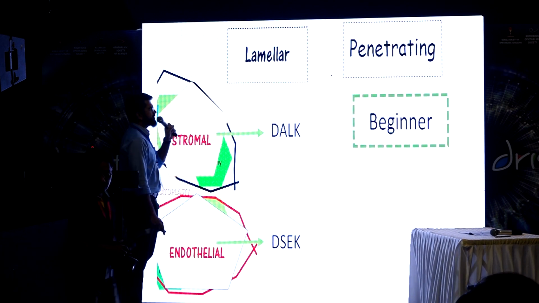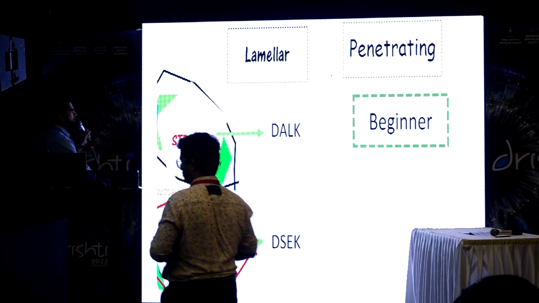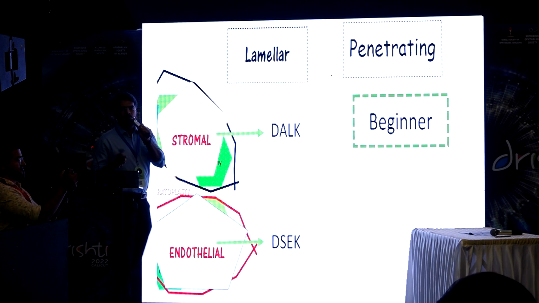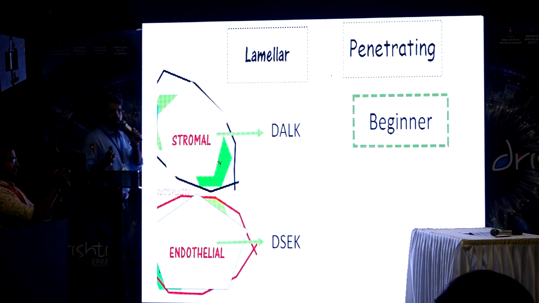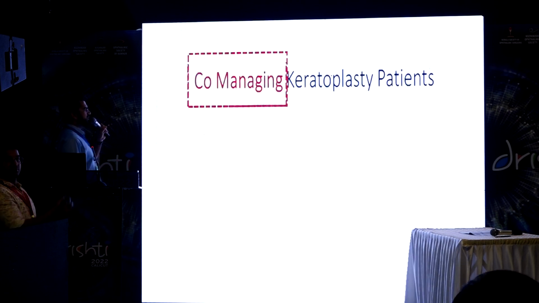So if you are a starter, you can always restrict yourself to penetrating. If you have crossed your 100 cases of penetrating, then you can think about going for a lamellar. It's just like before you start your phaco, you should be having a good hand in SICS, no longer taken now, but still that's how you can plan your keratoplasties.